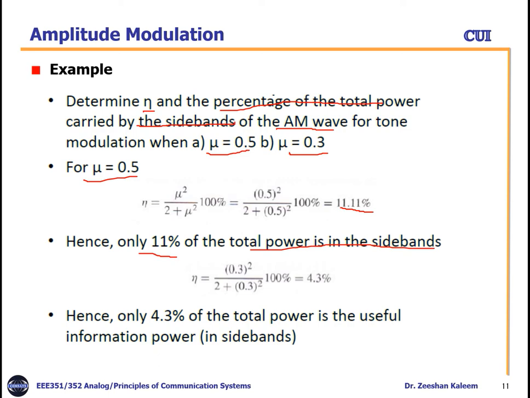Why are we focusing on the sidebands? Because this is our modulated data portion where we are transmitting the data. So if we have a 0.5 modulation index, only 11.11% is the useful power, and the rest is wasted in transmitting the carrier and other things. Similarly, if we use mu equals 0.3, put it here and here, we have only 4.3% useful power of the total power, which we are using for transmitting the useful information.